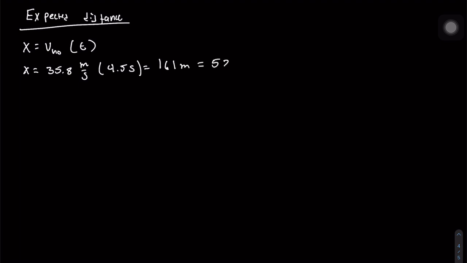Lastly, we calculated the expected distance if air resistance was negligible. So the expected distance was the initial horizontal velocity times the time t. So the expected distance was 35.8 meters per second times the calculated time, which was 4.5 seconds, which is equal to 161 meters, which is equal to 528.2 feet. So the expected distance that the ball would travel was 528.2 feet.